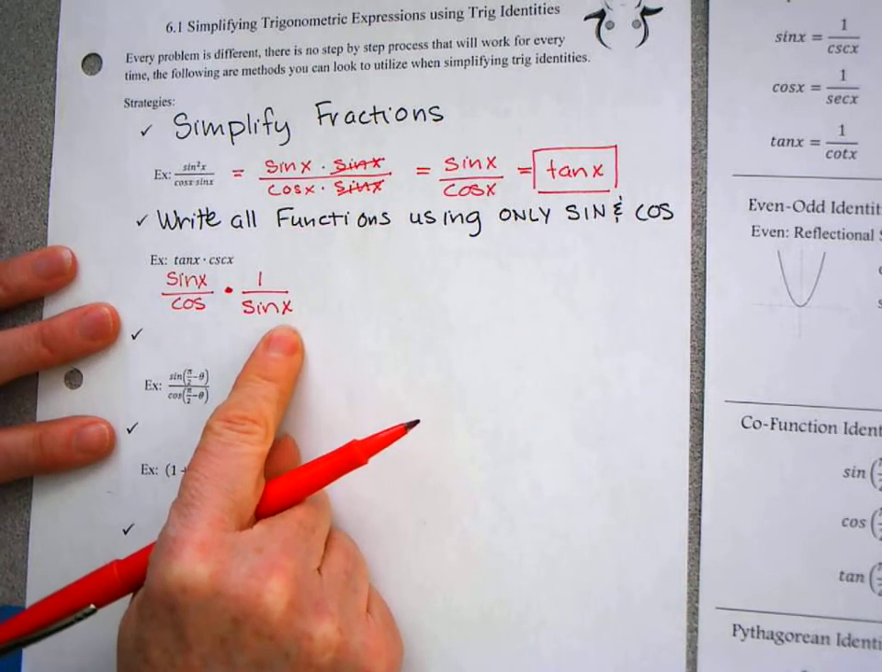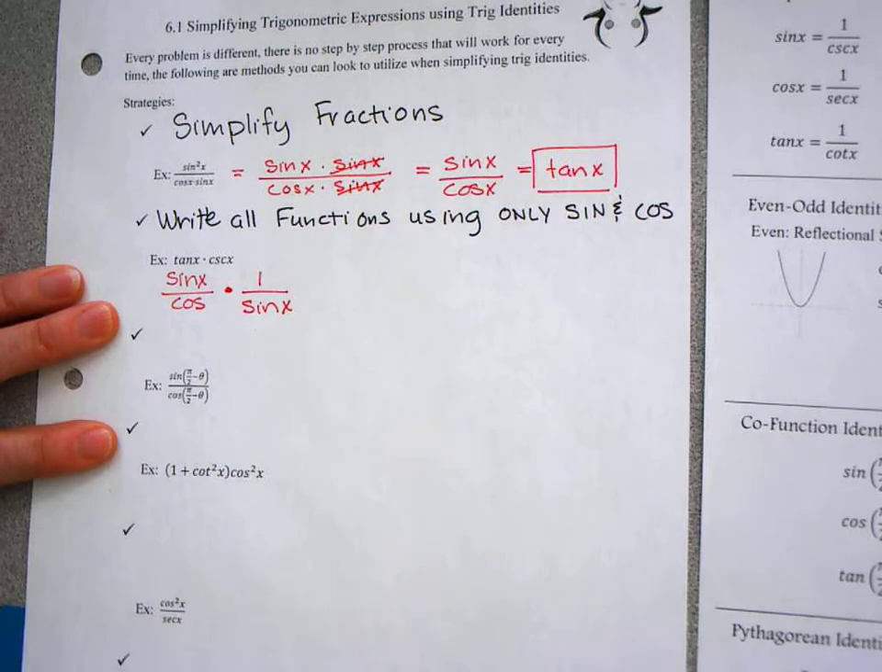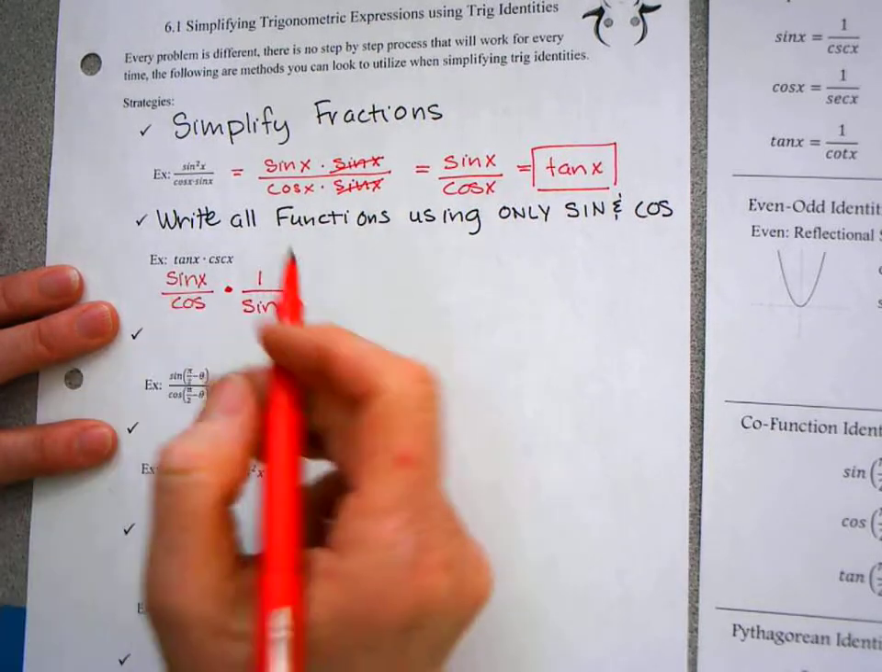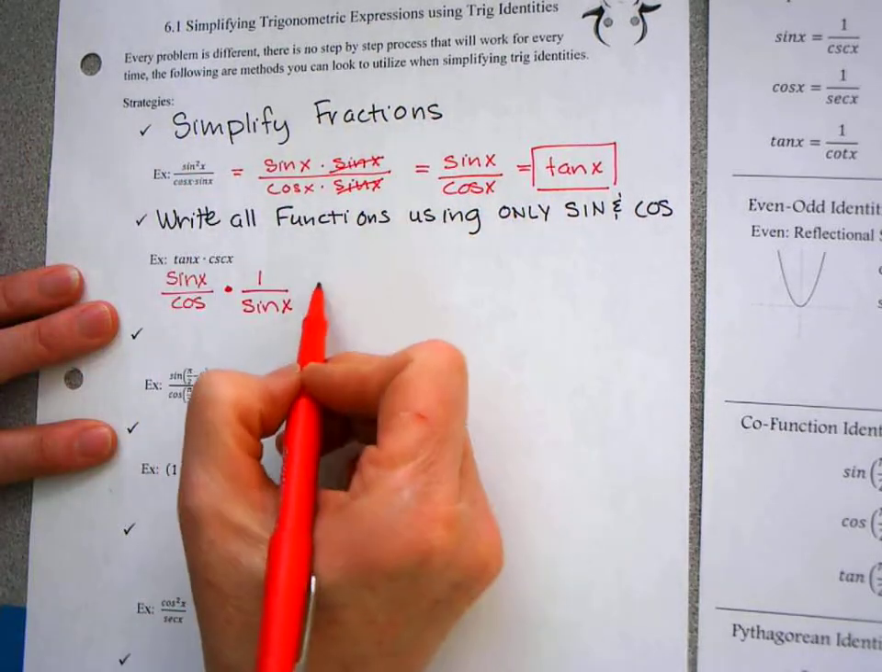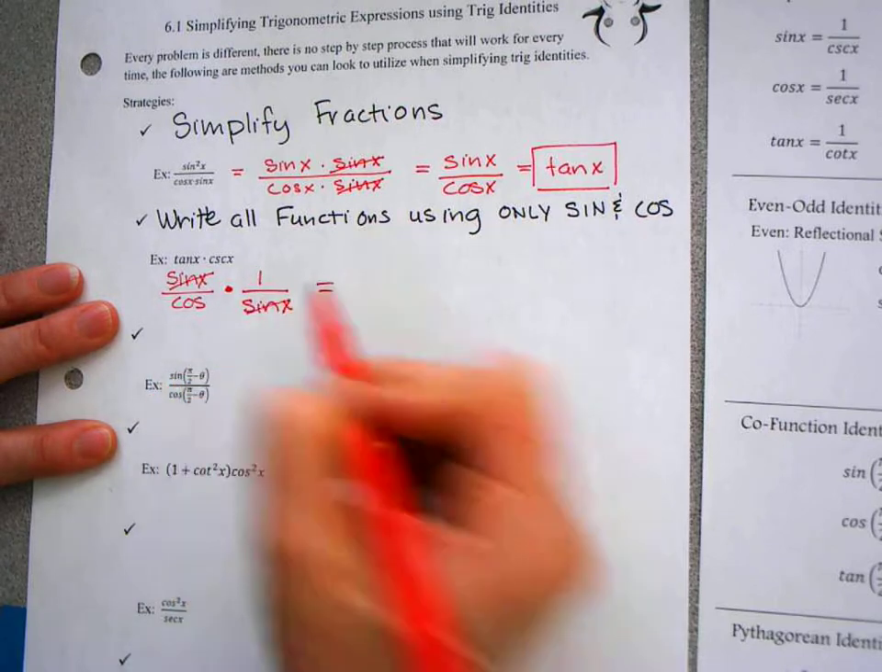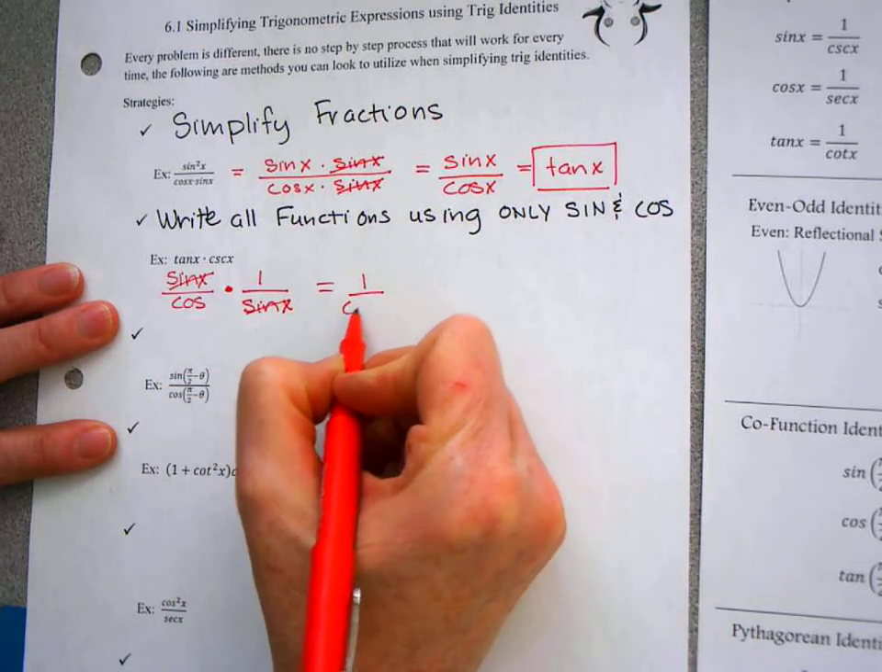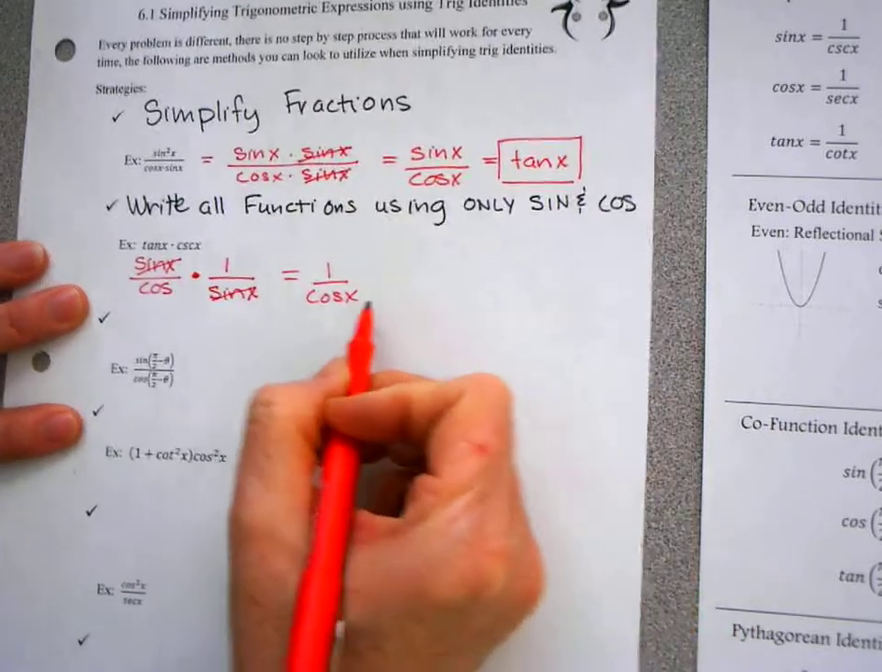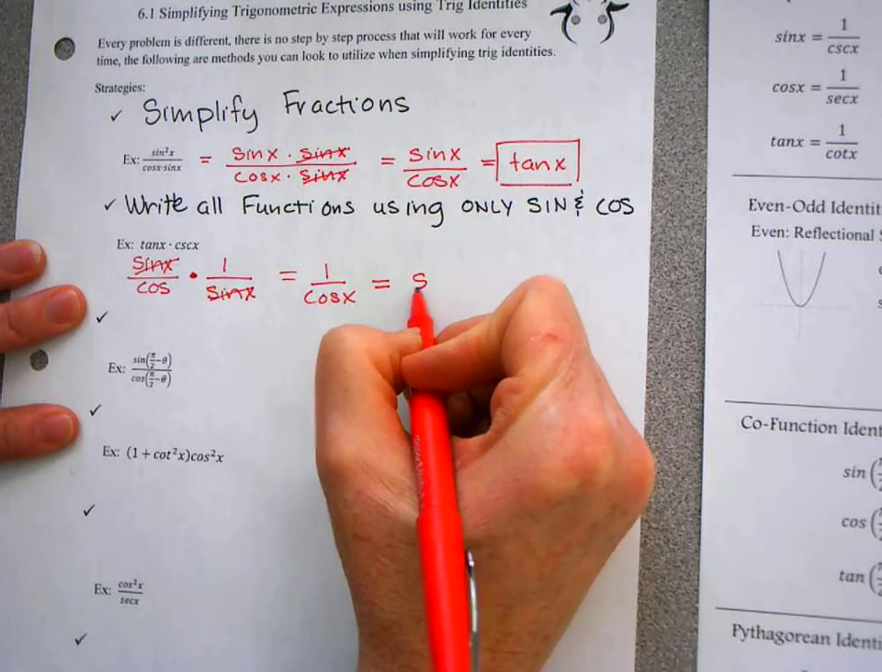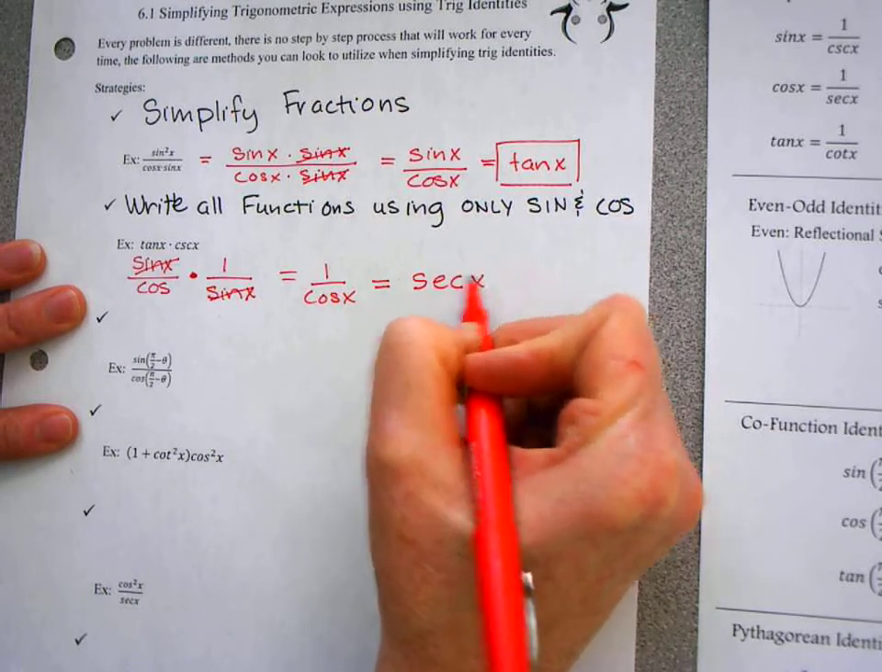And the great thing about this is when you do that, things will cancel out. So I'm looking at this and I'm multiplying straight across. So I see that these two will cancel. I'll be left with 1 over the cosine of x, which is a reciprocal, so that is equivalent to the secant of x.